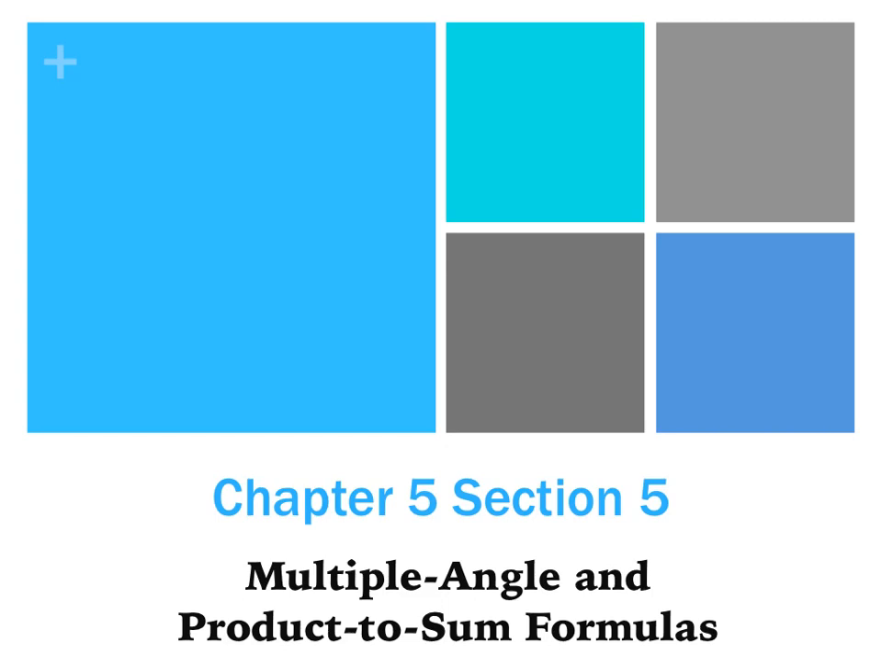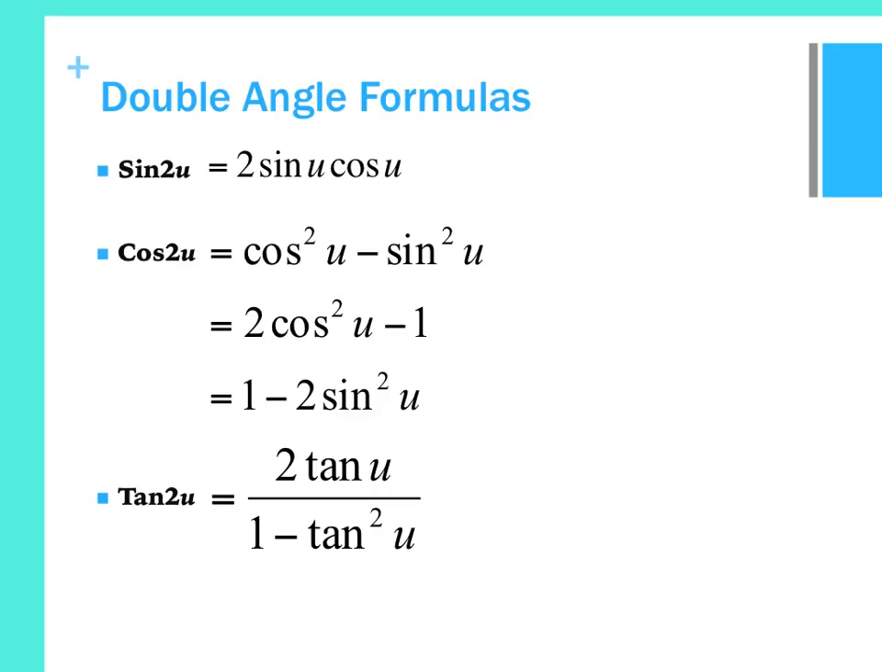Okay, so 5 is multiple and product of sum formulas, but actually that's what it's called. There's two other things in this section, which is what we're going to actually cover. We're not going to talk about multiple and product of sum. We're going to talk about the double angle and the half angle formulas. So the first one is the double angle formulas, okay?